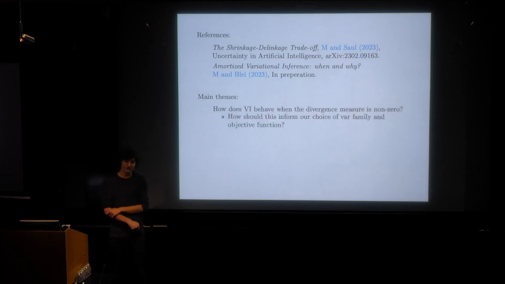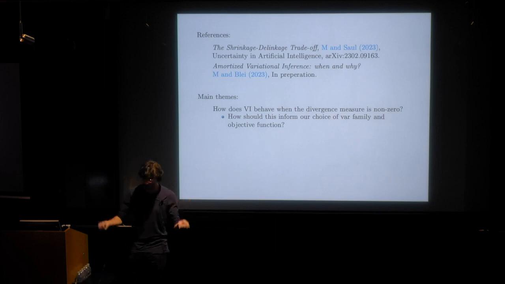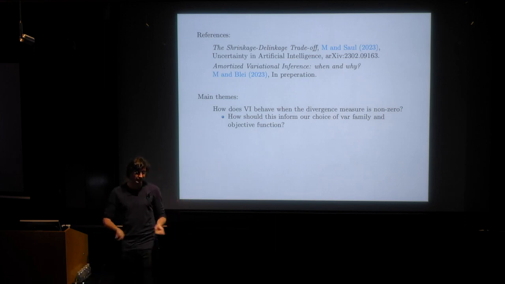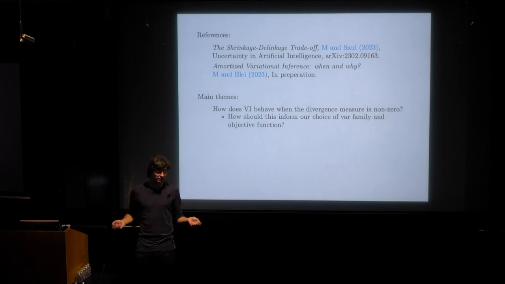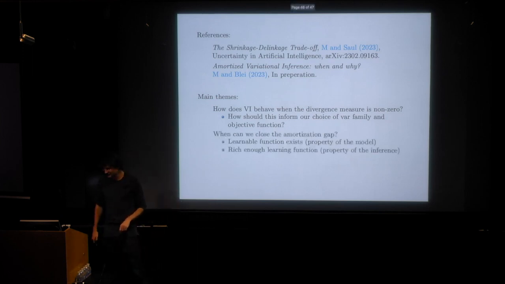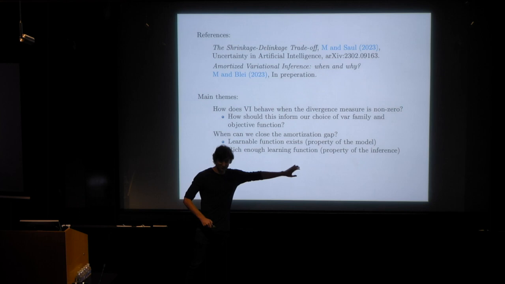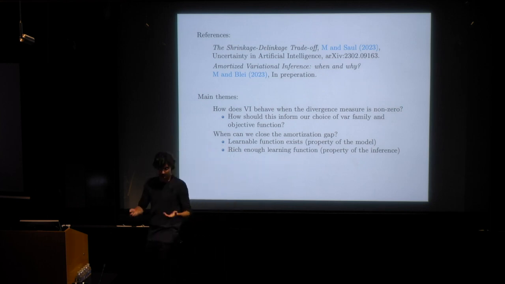I just want to summarize the main themes that I hope will spark some discussion. One is we have all these measures of disagreement between distributions. We know what they mean when they're zero, but how do we interpret them when they're non-zero? In most applications, we're going to end up with something that's non-zero. So what choice of objective function should we make? Then, when can we close the amortization gap? Here I try to argue it has to be both a property of the model and of the inference. For deep generative examples, that property of the model is verified, but that won't be true in general.